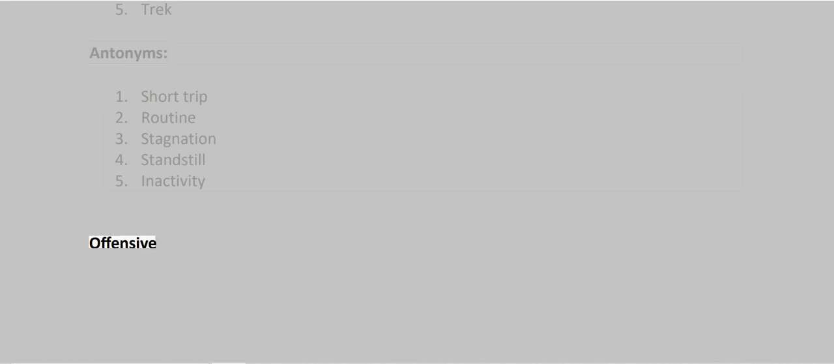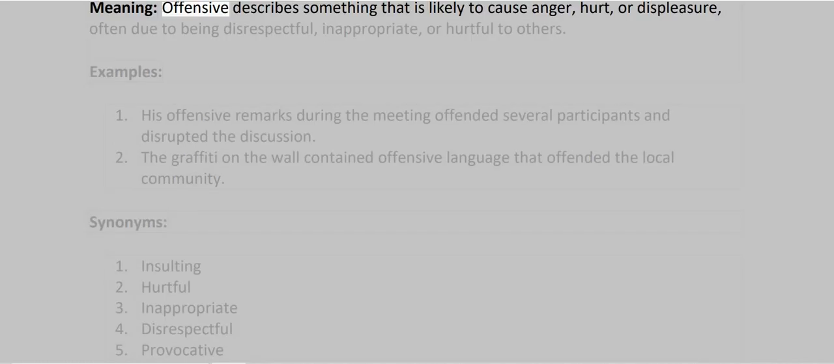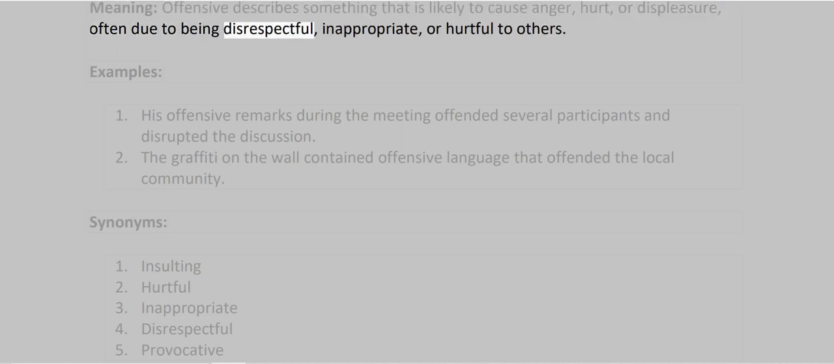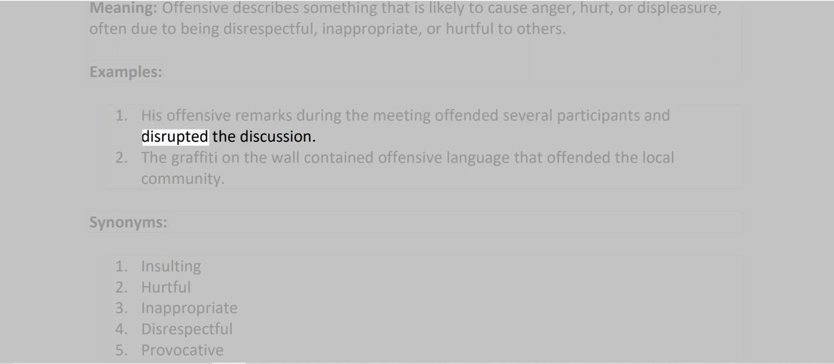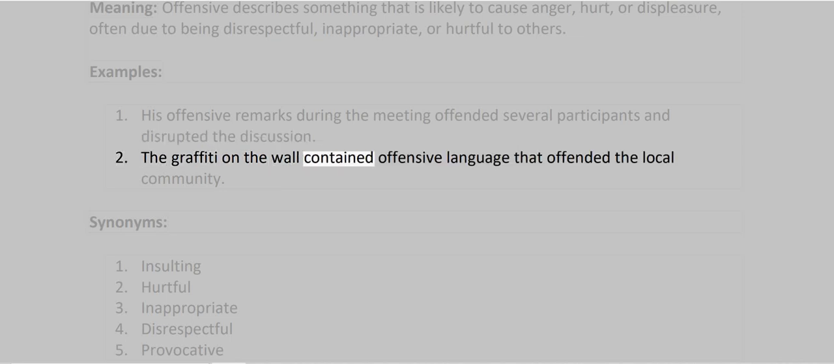Offensive. Meaning: offensive describes something that is likely to cause anger, hurt, or displeasure, often due to being disrespectful, inappropriate, or hurtful to others. Examples: 1. His offensive remarks during the meeting offended several participants and disrupted the discussion. 2. The graffiti on the wall contained offensive language that offended the local community.